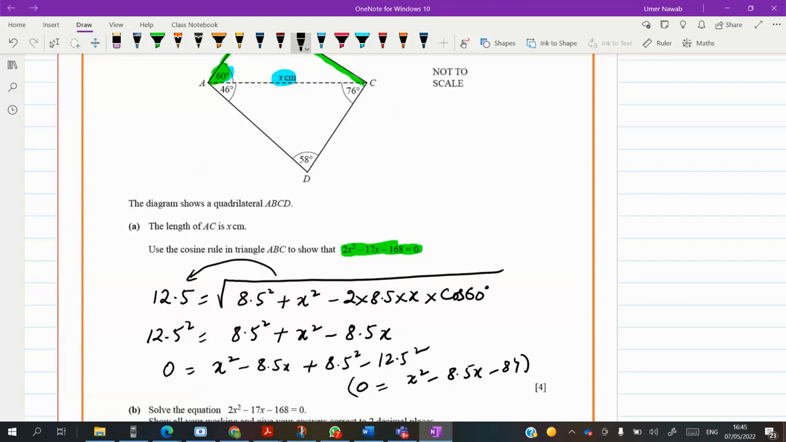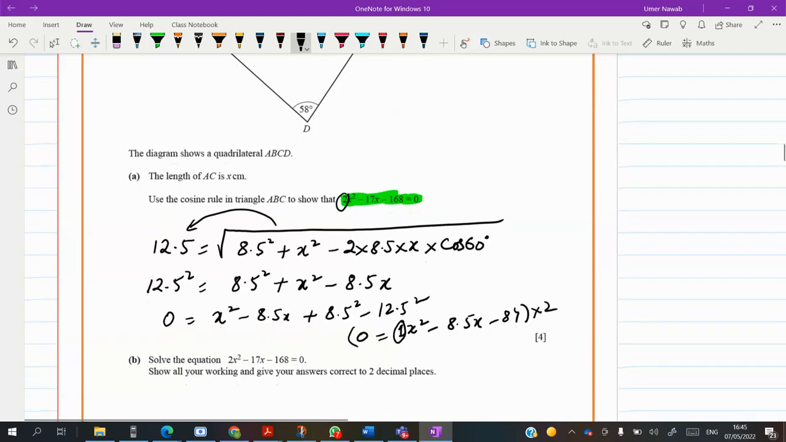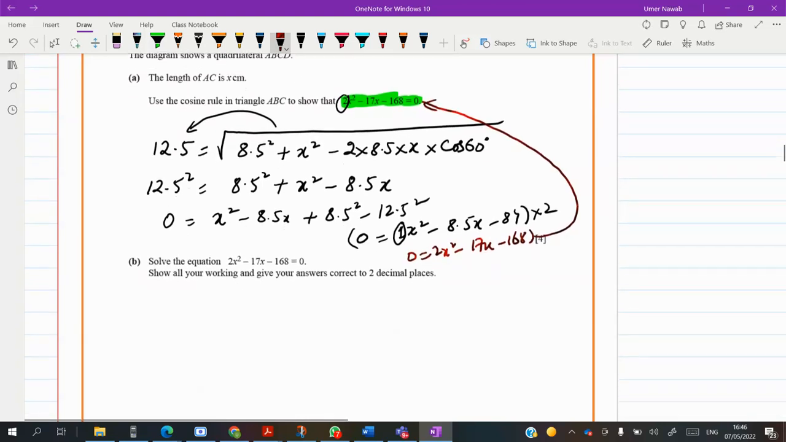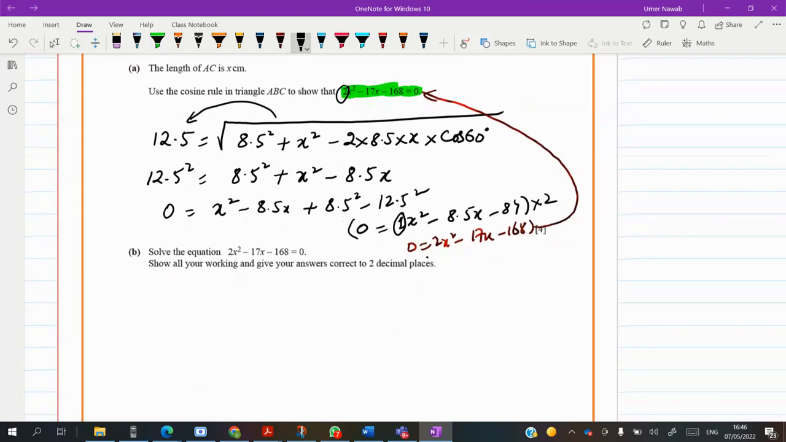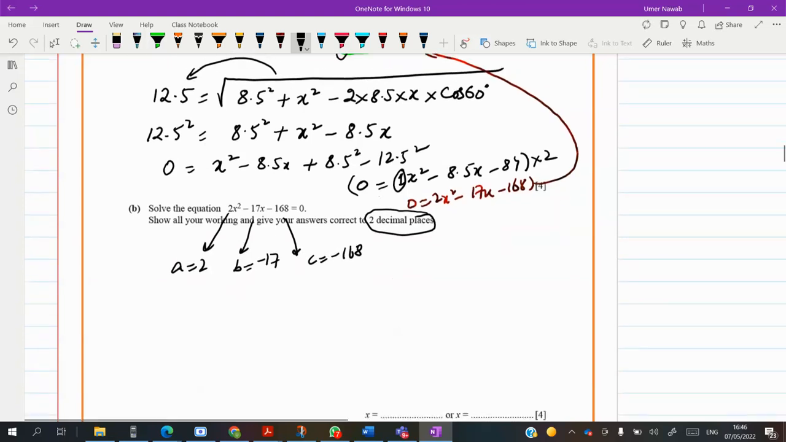We need to multiply the entire equation with 2 because here we have 2 and we want to make here 2. Once we multiply with 2, we will get 0 is equal to 2x squared minus 17x minus 168, which matches with the equation. Now he said you need to solve it to two decimal places, so use quadratic formula. A is equal to 2, b is equal to minus 17, and c is equal to minus 168.